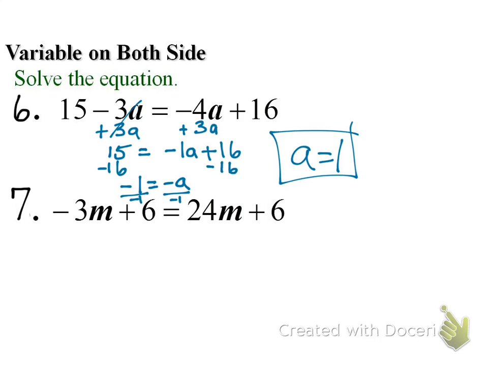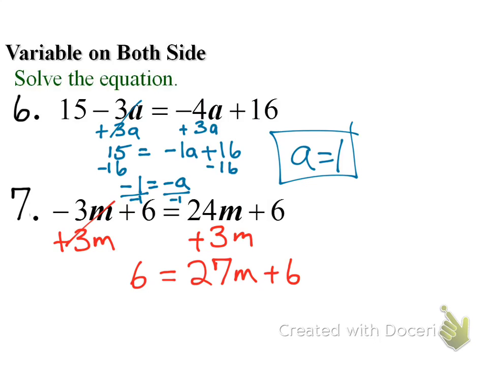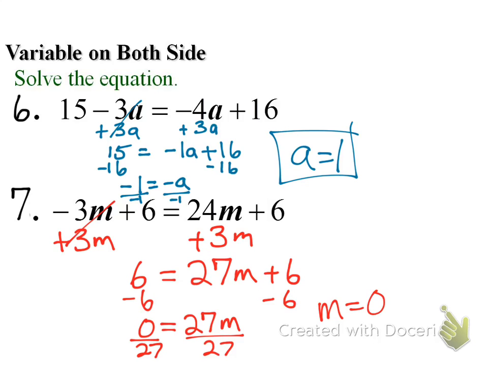How would I start number 7? Good. Add 3m to both sides. Those cancel. I have 6 equals, that'll give me 27m plus 6. Good. Subtract 6. This is going to work out nicely. I actually get 0 equals 27m. Waiting on you. Good. Divide by 27. What's 0 divided by anything? 0. Great. What are your questions?